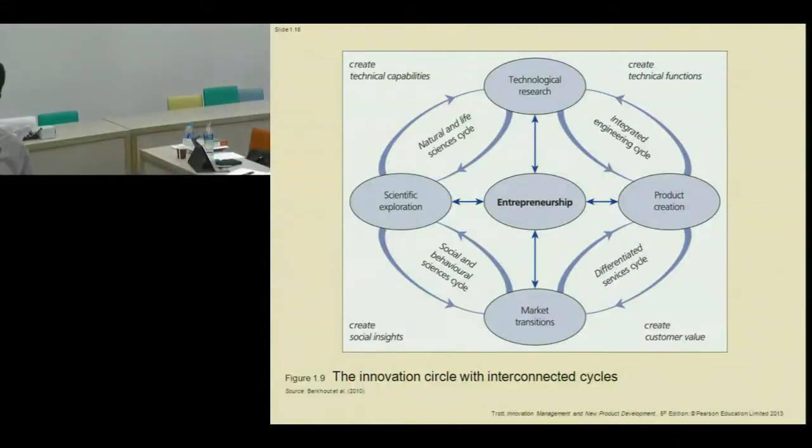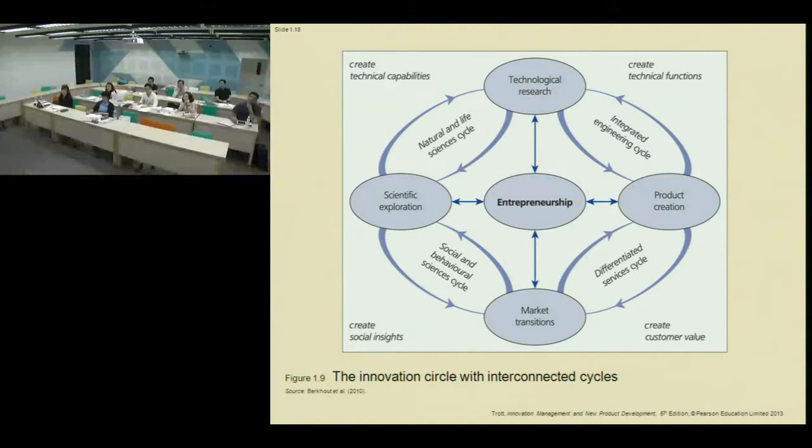Product creation again leads to market transitions. Can you think of a good example that product creation has led to market transition? iPhone. Before iPhone, we had Nokia. Okay, everybody used to have a Nokia. But a new product transformed the market from just phones. Then we used to have smartphones.